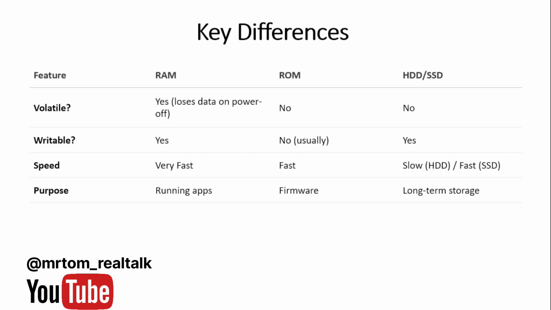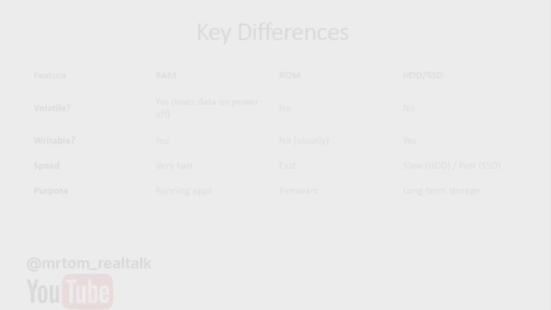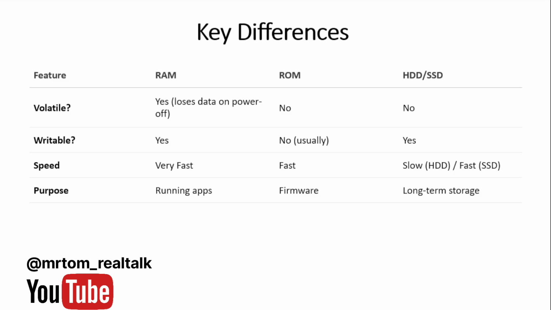Then another feature, which is writable. The RAM is writable. The ROM is not usually writable. You cannot rewrite the ROM. It's not usually writable. It's permanent. Then the HDD and SSD are rewritable too. You can rewrite it. It's rewritable.